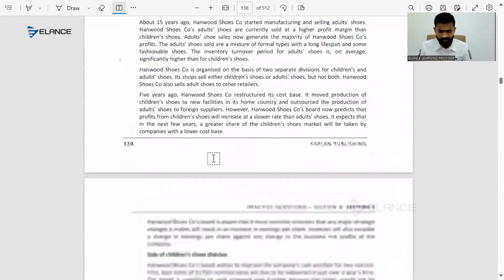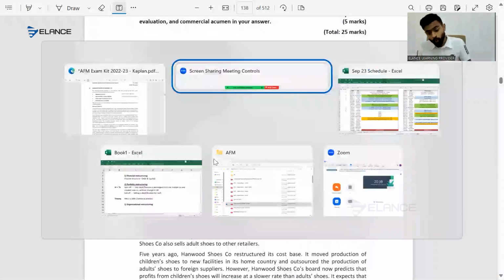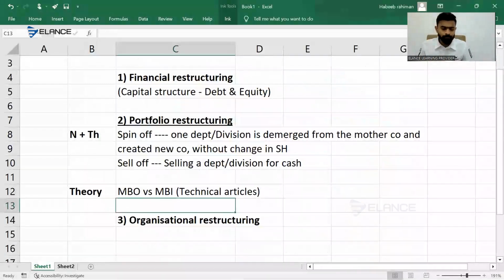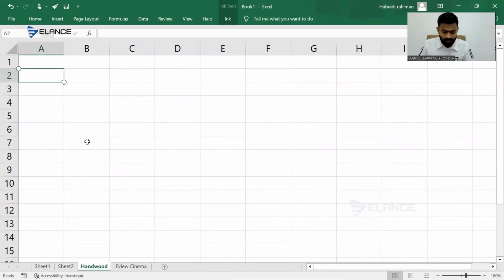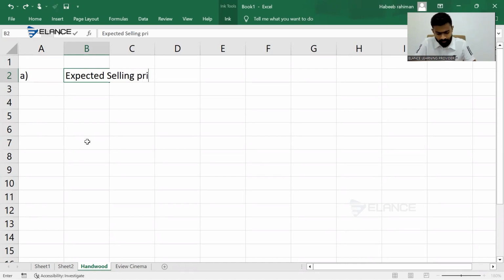Okay. So having said this, we will start doing Hanwood together with the other question, eView cinemas. I'll create a sheet for Hanwood, and I'll create a sheet for eView cinemas. Okay. So for the Hanwood company, we need to calculate for question A the expected selling price.